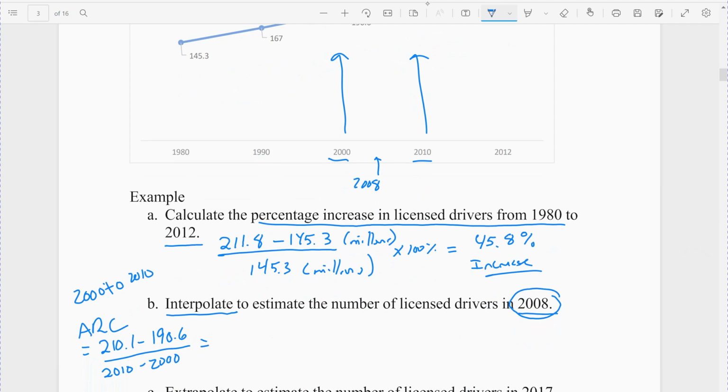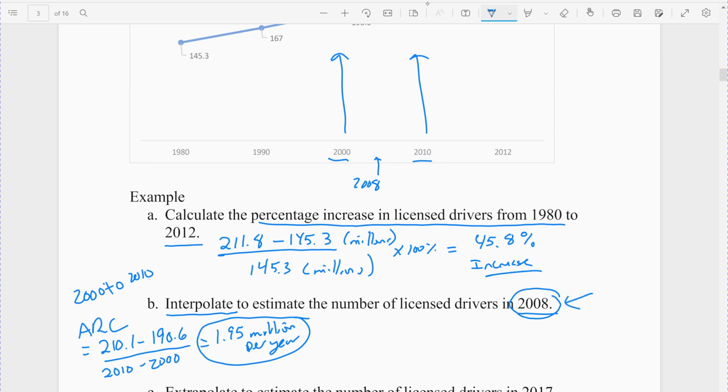All right, so the average rate of change comes out to be 1.95 million. Remember, it's in millions per year. So on average, between the years 2000 and 2010, the number of driver's licenses grew by almost 2 million, 1.95 million per year.